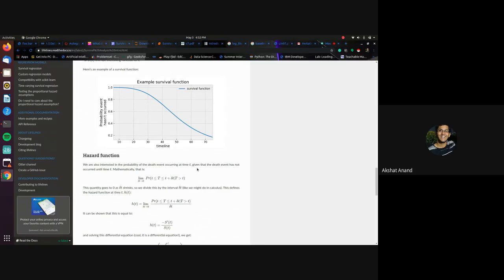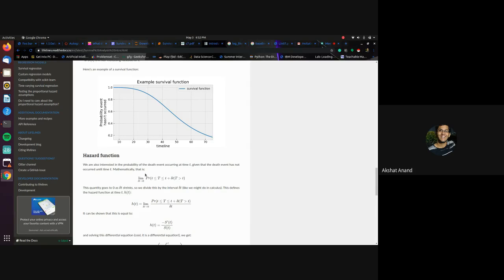So it gives the probability of a particular person to churn from a telecom. For example, here we have taken a telecom company. So we are calculating the probability that the particular individual will churn. So it's the probability of the death event occurring at time small t, given that the death event has not occurred until time t, so we will be calculating for that individual who will be churning at that time.